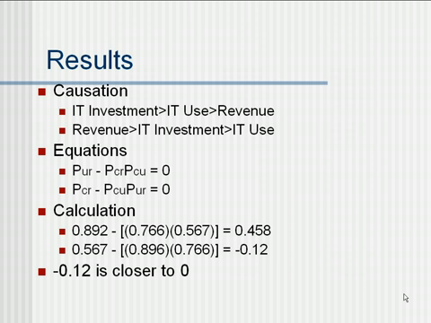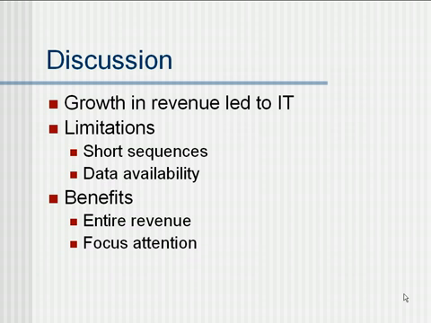The results here illustrate that a reduction in the cost per patient led to growth in the IT budget because the value of -0.12 is much closer to 0. As noted before, the growth in revenue led to the use of IT.